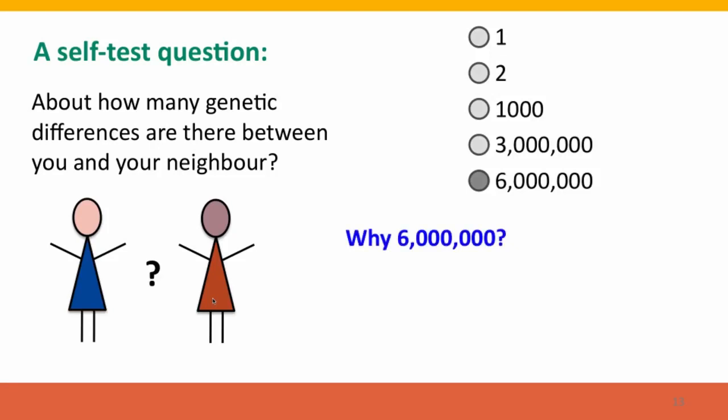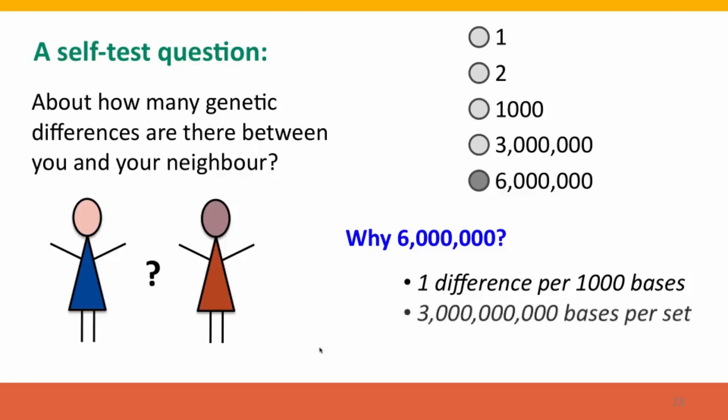Right answer is there's 6 million differences, a lot of differences between you and your neighbor, between each of us and each other one of us. Where did this number come from? Here's the calculation. There's 1 difference per 1,000 bases. There are 3 million bases per set. And there's 2 sets per person. So that gives us 6 million differences.